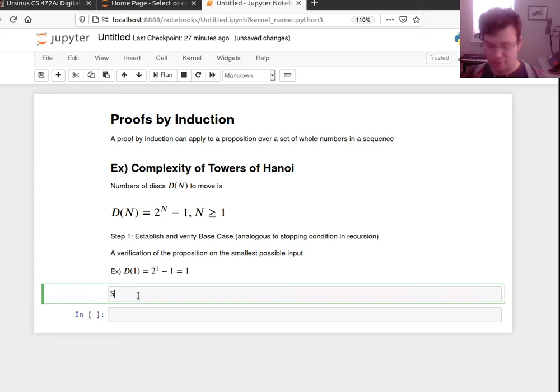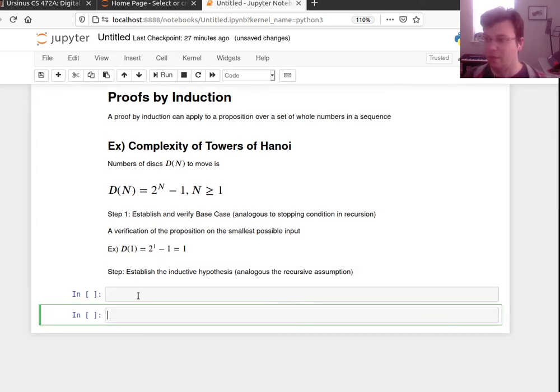The next step is what's known as the inductive hypothesis. Establish the inductive hypothesis. This is analogous to the recursive assumption in our problems. So when we assumed that we were able to solve problems that were a little bit smaller than the one that we had, that's what this inductive hypothesis is like.